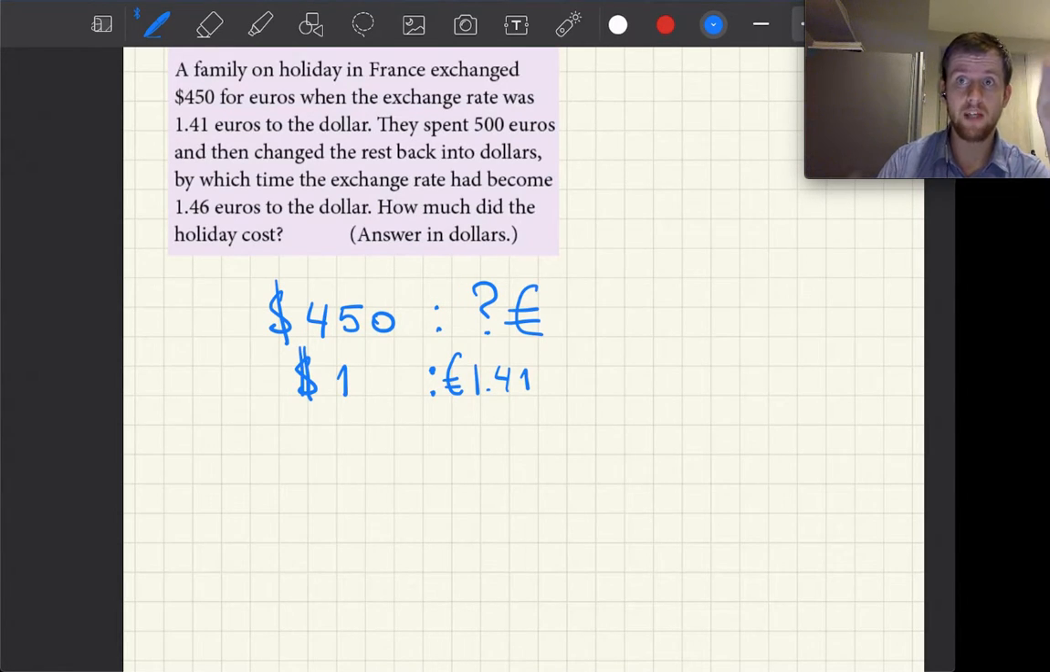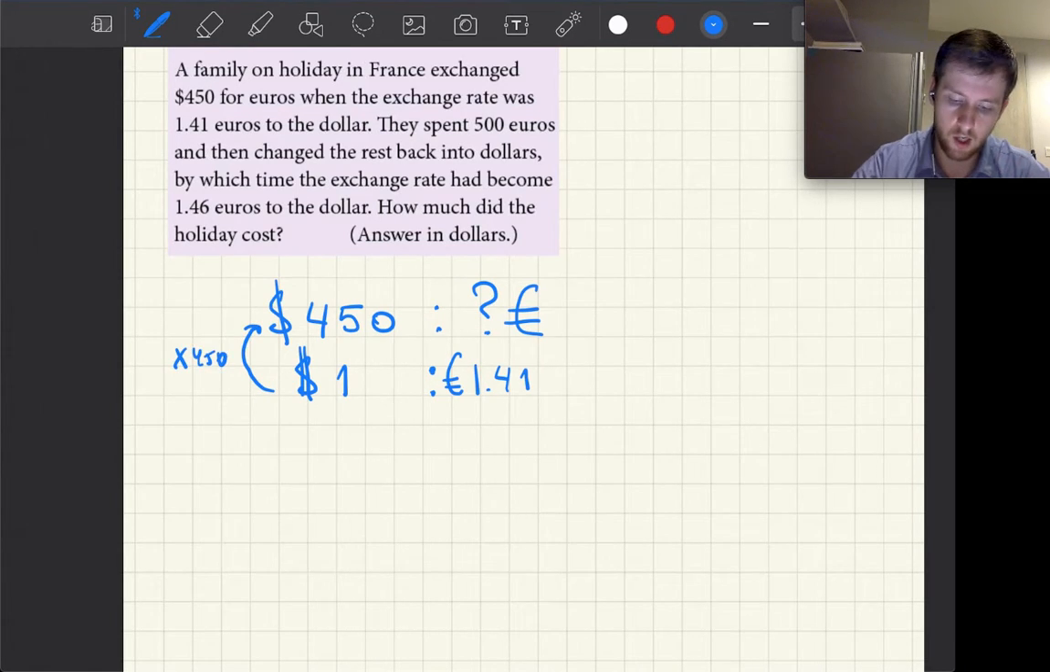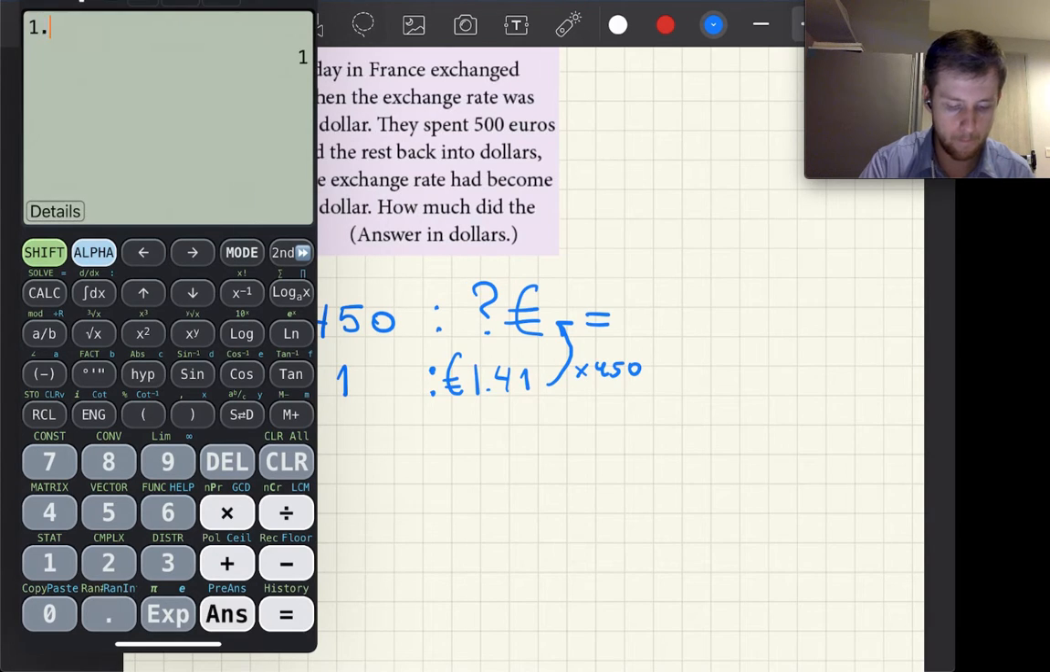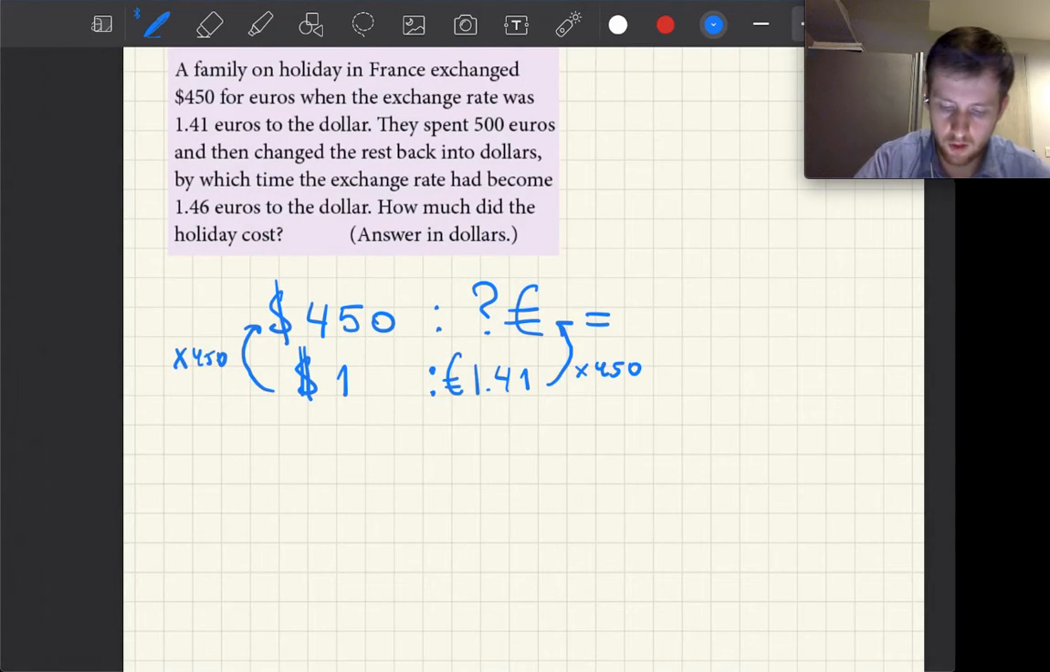Well, again, there's two methods here. First method, we could just figure out, okay, how do we get from 1 to 450? We do times 450, and here we would also have to do times 450. So we would get 1.41 times 450, which is going to be equal to 634.5. So they will get 634.5 euros.